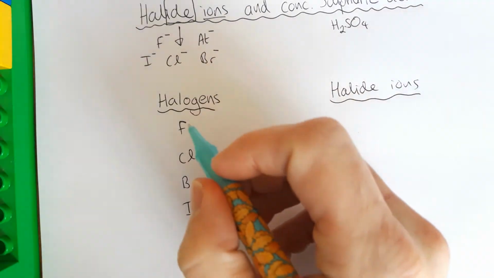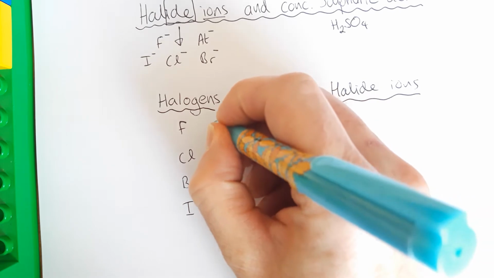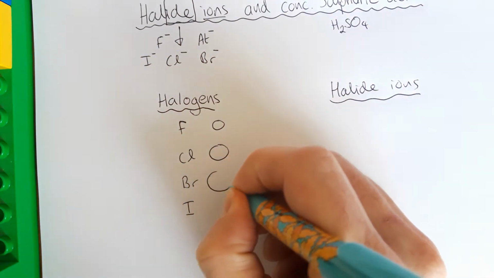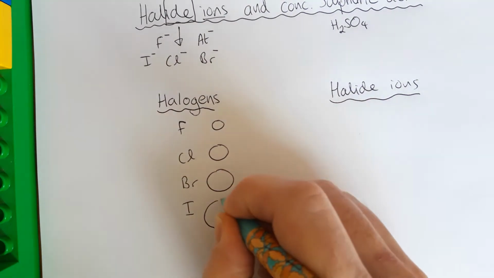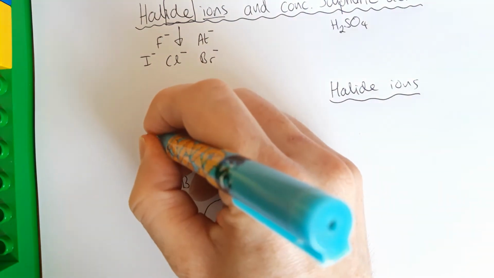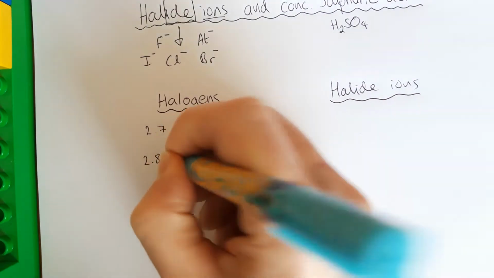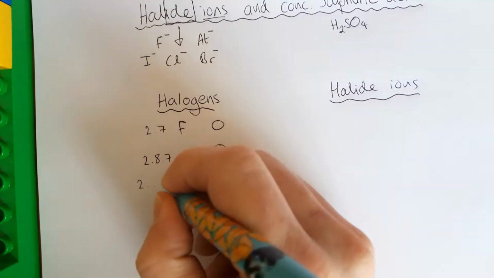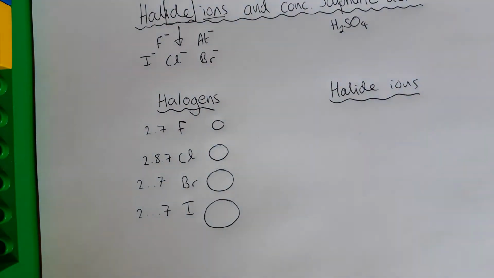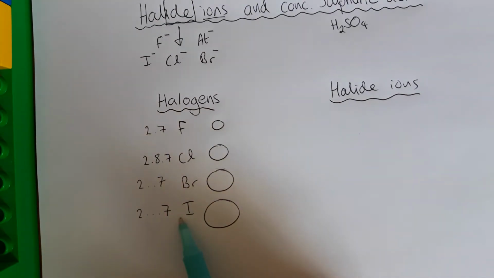If I was to represent the size of these halogens, if they were atoms, you would have fluorine the smallest, chlorine a bit bigger, bromine larger still, and iodine larger still. Now the halogens, if I was to go to GCSE electron configurations, 2,7, 2,8,7, and so on. They've all got 7 electrons in their outer shell.